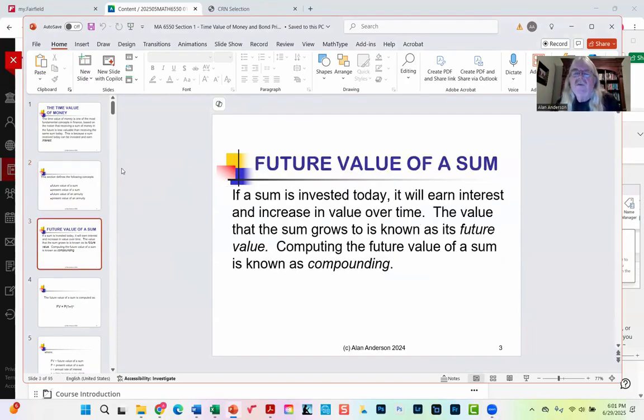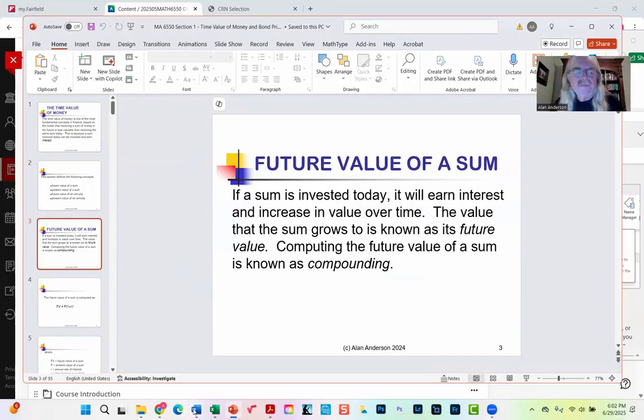All right, so we'll start with the future value of a sum. Now, if a sum is invested today, it will earn interest and increase in value over time, of course. The value that it grows to is known as its future value. Computing the future value of a sum is referred to as compounding. Okay, so you can imagine how this would work.